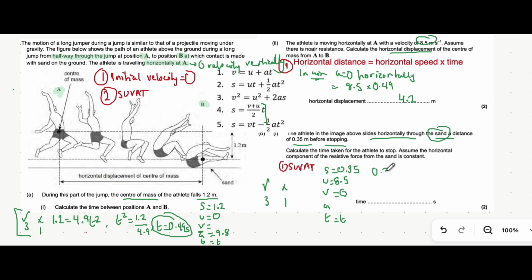So we have s equals v plus u, same thing. So 0 plus 8.5, multiplied by t, which we're trying to find, all divided by 2. Multiply both sides by 2. 8.5 multiplied by t is 8.5t. And after you multiply 2 to the left hand side, you'll be left with 0.7. Divide both sides by 8.5 and you'll get the value of t, which is 8.2 times 10 to the power of minus 2.